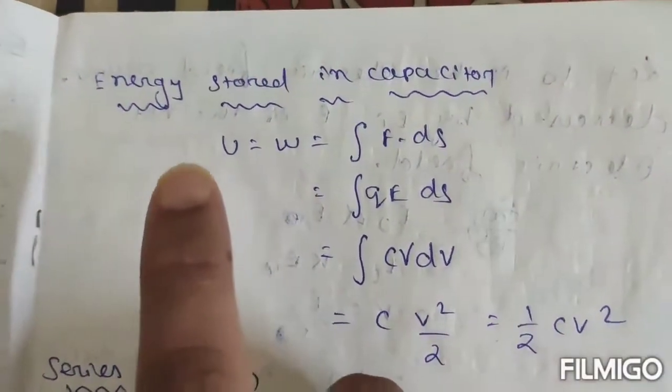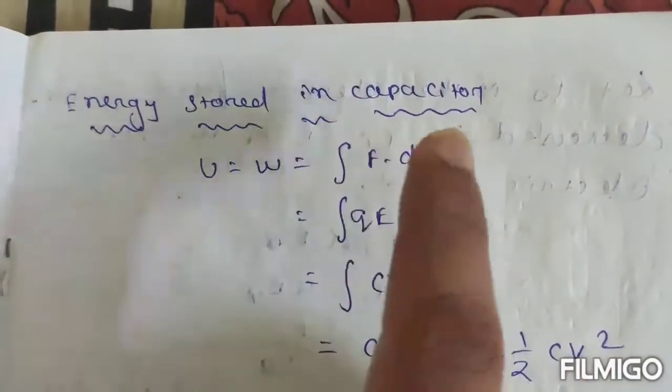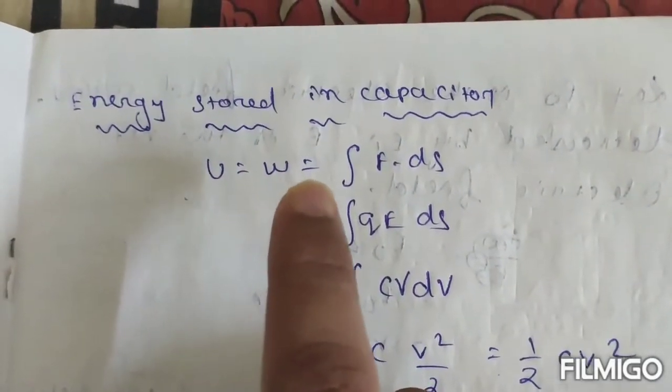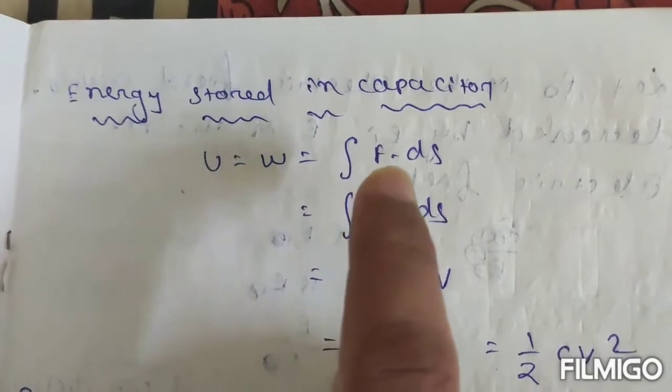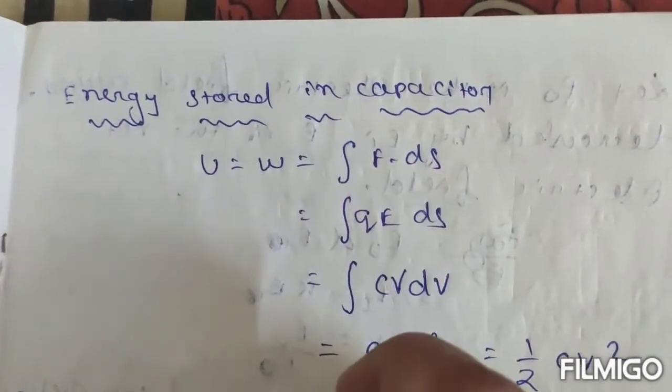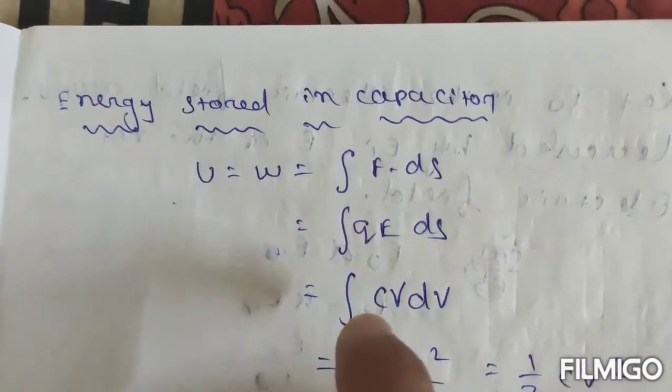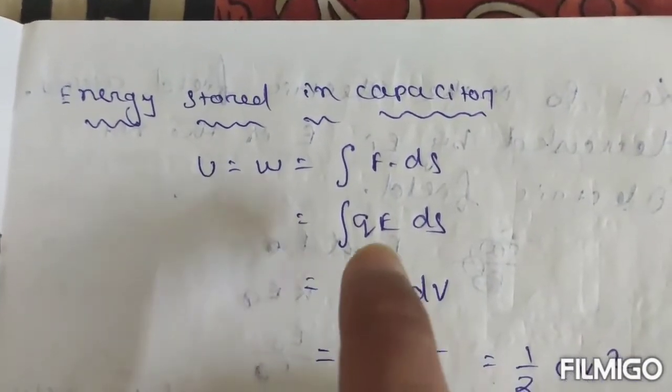Welcome. Let us study the energy stored in a capacitor. The energy formula is nothing but work done. Work done is equal to the integration of force into displacement ds. What is force? Q into E into ds, whole integration, and the integration of Q we know.